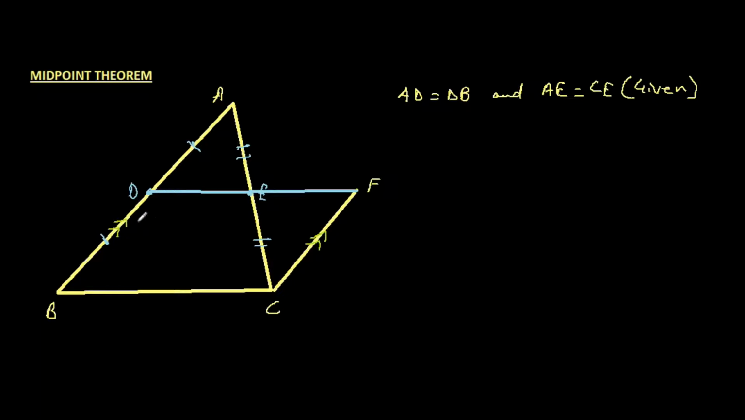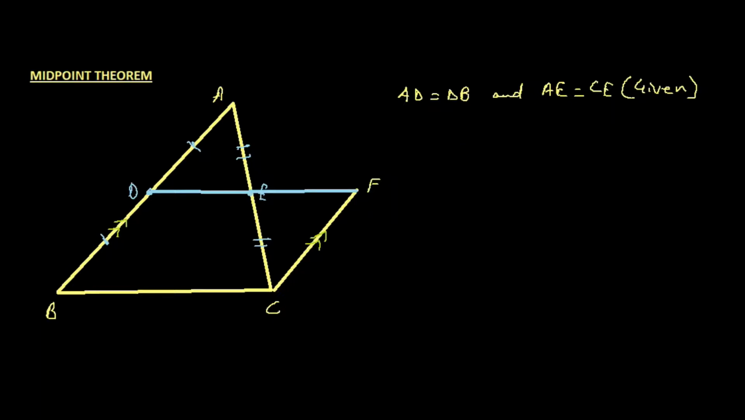Now, if I want to prove that it is equal to BD, and I already know that BD is equal to AD, so if I somehow prove that CF is equal to AD, then I should be able to prove that it is equal to BD also. Now, when we start looking at AD and CF, we are looking at two triangles here. So we have the triangle ADE and we have the triangle CEF.